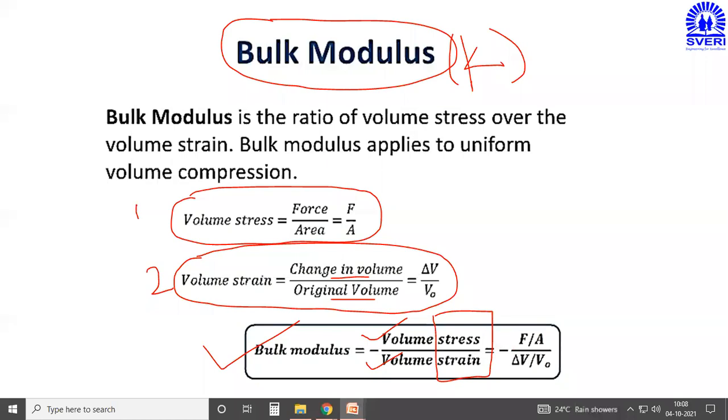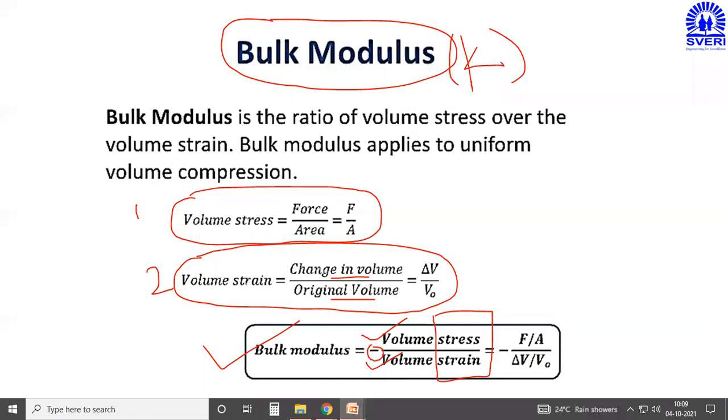Here there is also a negative sign. Minus volumetric stress upon volumetric strain. Why the negative sign? Maybe there is a decrease in volume, so at that time we use this negative sign. If there is a decrease in volume, automatically the negative sign will come in the calculation. If you write the negative sign, then I can directly indicate that there is a decrease in volume. If we do not write the negative sign, in brackets you have to write that there is a decrease in volume.